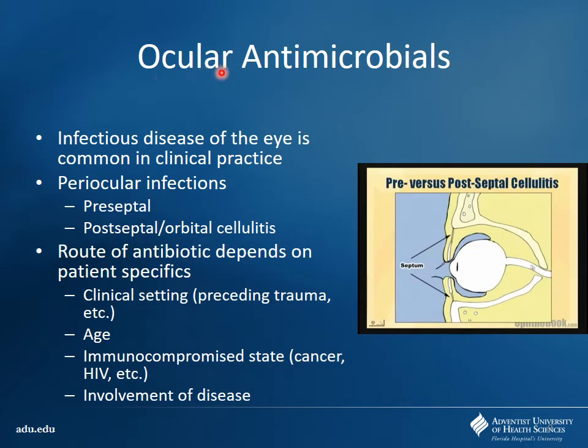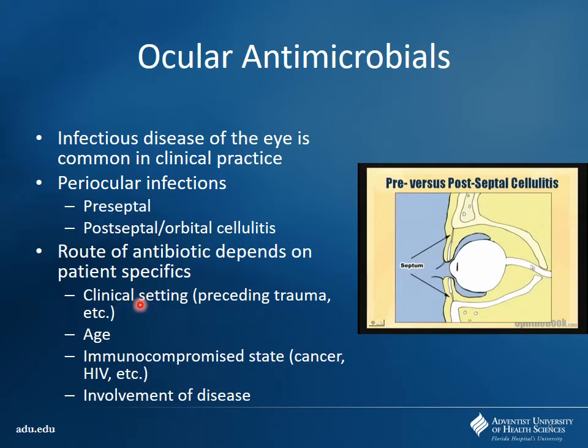So we'll talk a little bit about ocular antimicrobials. Again, we're going to find that infectious disease of the eye is going to be a pretty common complaint for people coming in. Several different types of periocular infections you can have, either preseptal or postseptal. And we're going to see that deciding on the route of antibiotics depends on the patient's specifics. So in some cases, you want to get away with using ocular antibiotics. In some cases, you have to administer systemic antibiotics in order to treat those infections. When I say systemic, I either mean orally or IV in those cases. So again, it depends on the clinical setting.